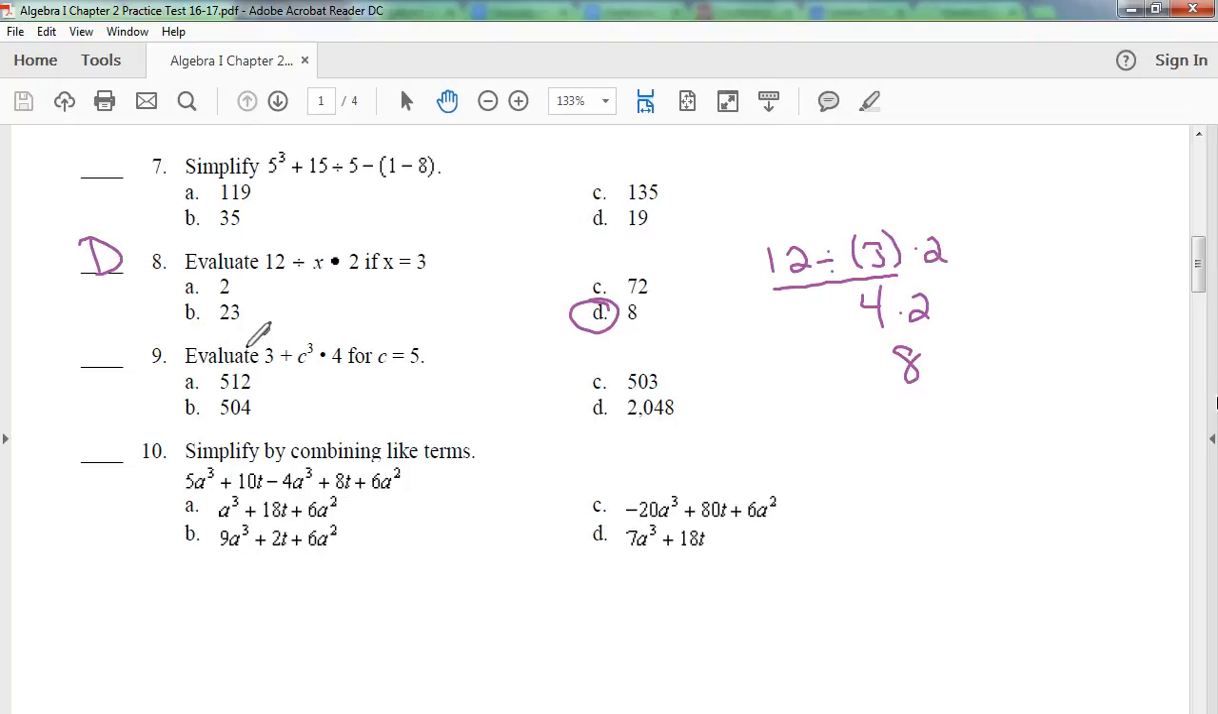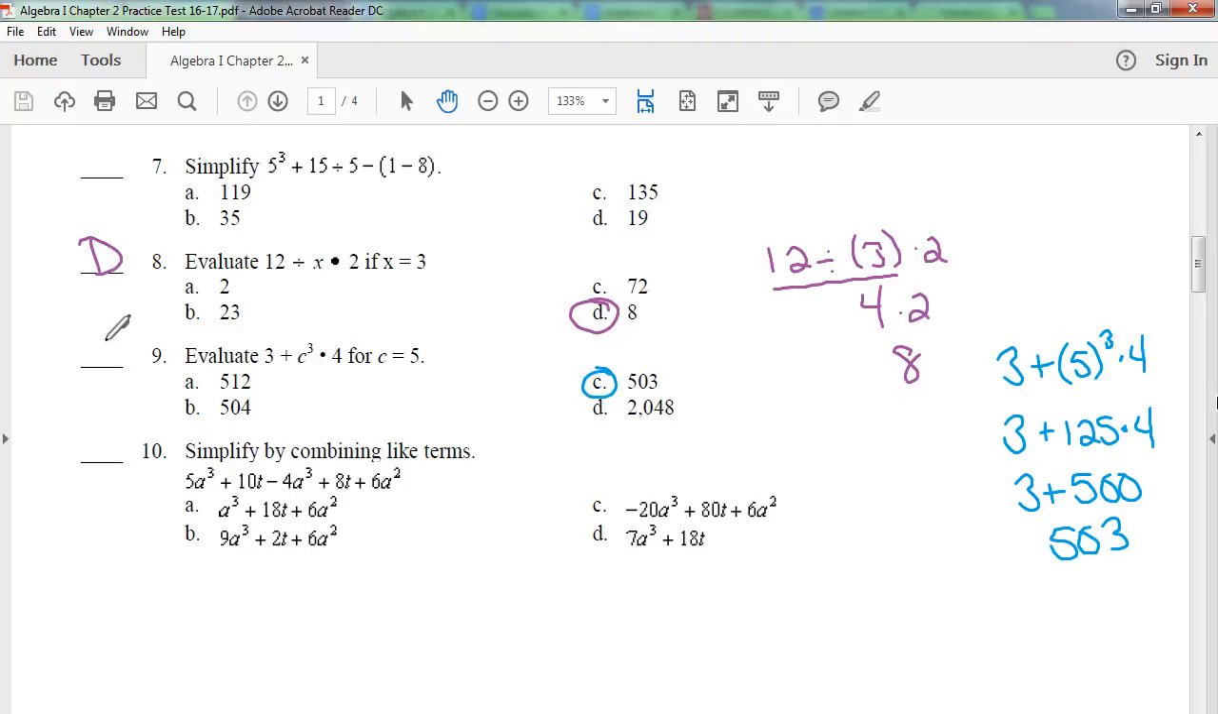Number 9, evaluate 3 plus c cubed times 4. So we have 3 plus 5 cubed times 4. That exponent would come first, and we saw in number 7 that 5 cubed is 125. 125 times 4 is 500, and 3 plus 500 would be 503. That's option C.